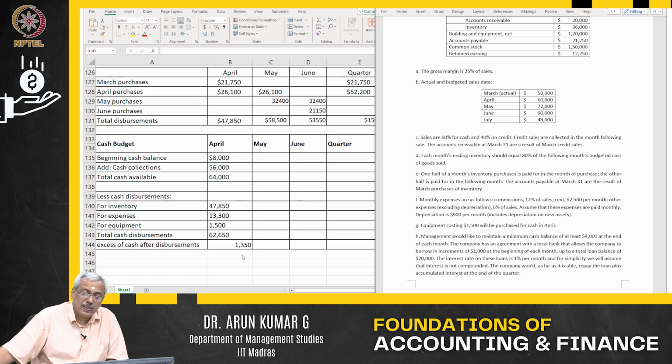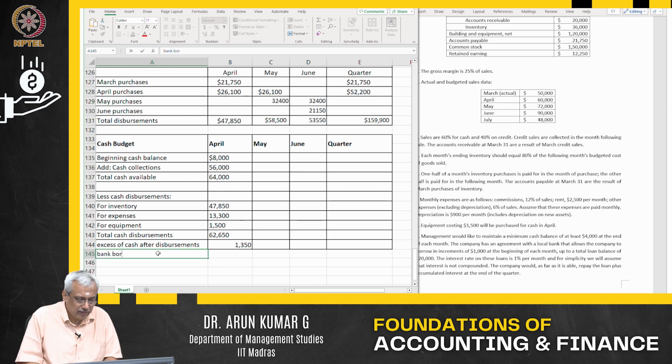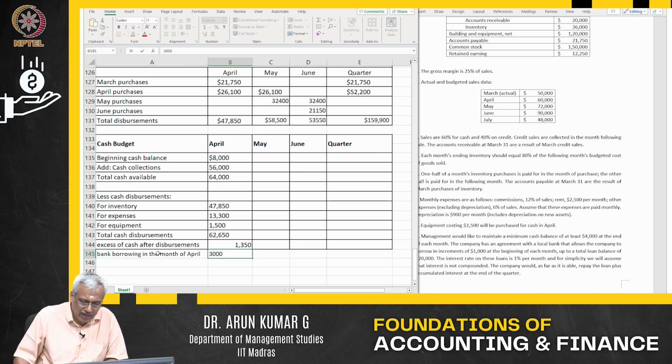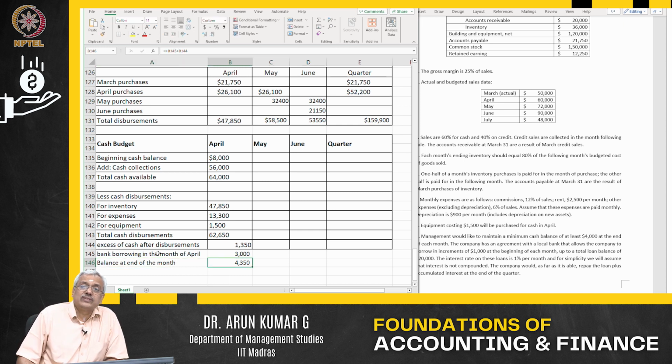So you need a 4,000 cash balance, but you have how much? Only 1,350. You can borrow only in multiples of 1,000. So what happens? Now, bank borrowing in the month of April. What is the borrowing you will have to have? You will have to have a borrowing of 3,000, because you can borrow multiples of 1,000 and totally you need about 1,350 out here. So what is the total? That is the balance at the end of the month. End of the month is obviously the sum of these two, 4,350.